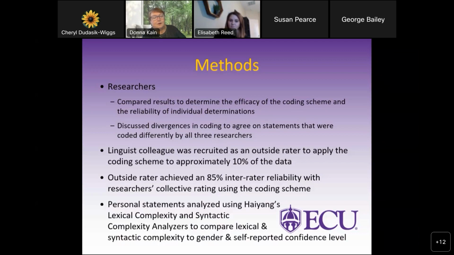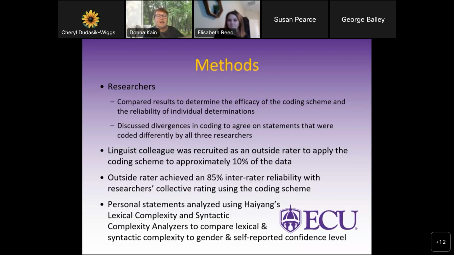And I think, okay, so we went from there, and this is also thanks to Mark hooking us up. We analyzed the statements using Hayang's lexical complexity and syntactical complexity analyzers to compare lexical and syntactic complexity to gender and self-reported confidence levels.